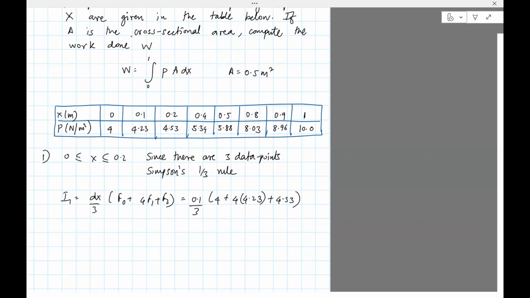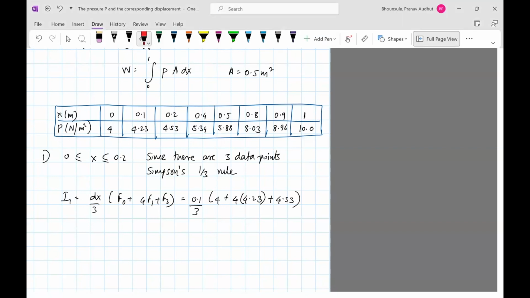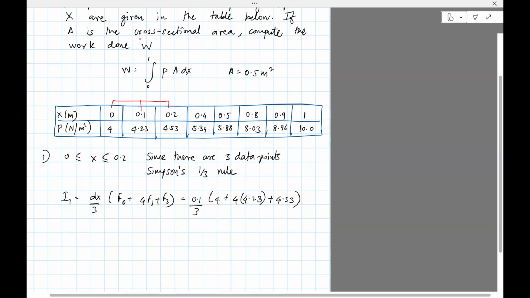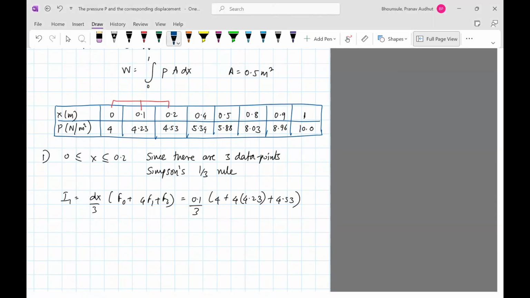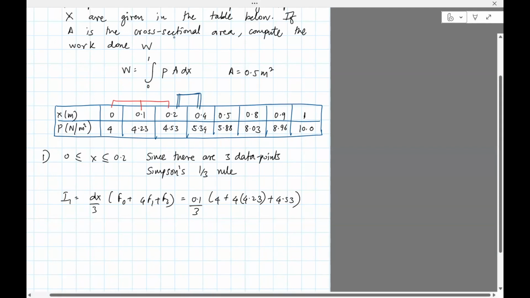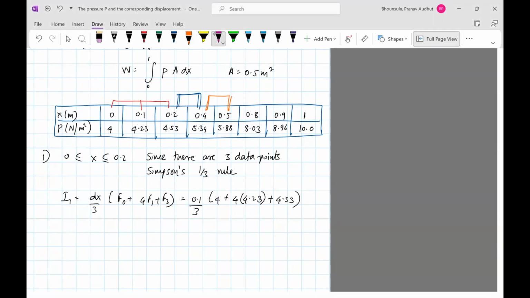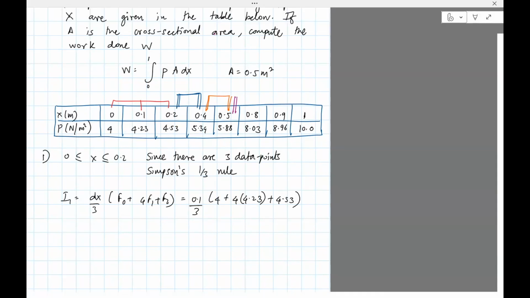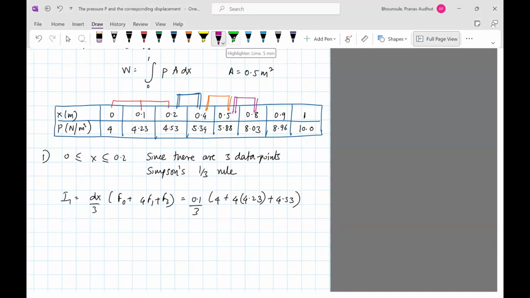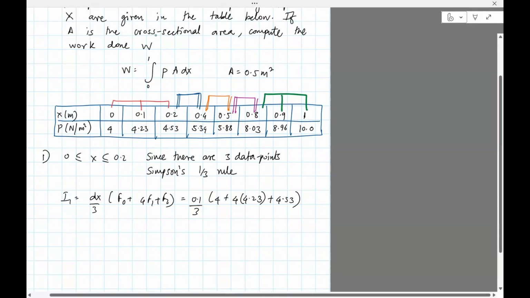Question: Why are we using 1/3 instead of 3/8? 3/8 requires 4 points. Oh. Right? Okay. Maybe this will make it more clear. We can use these 3 points first. Second one, we will use these two. Third one. Then again, we'll have to use. And then finally, we can use. So we'll have to do I1, I2, I3, I4, I5.